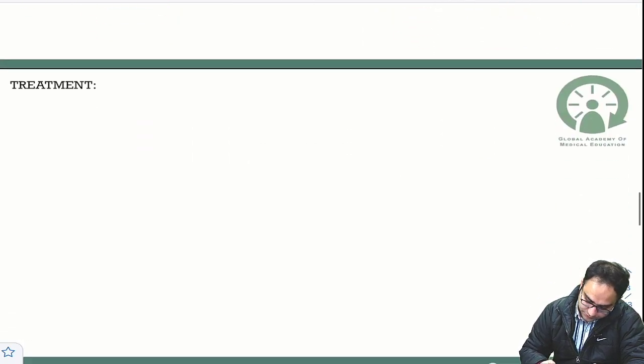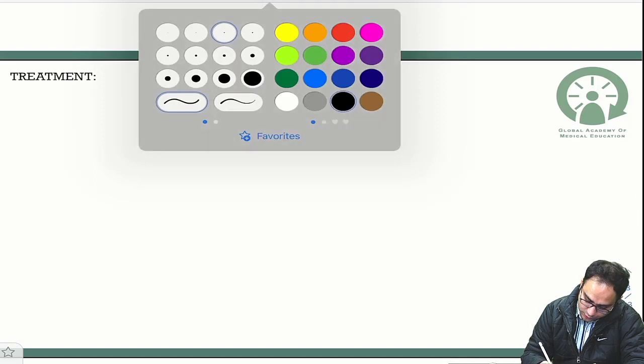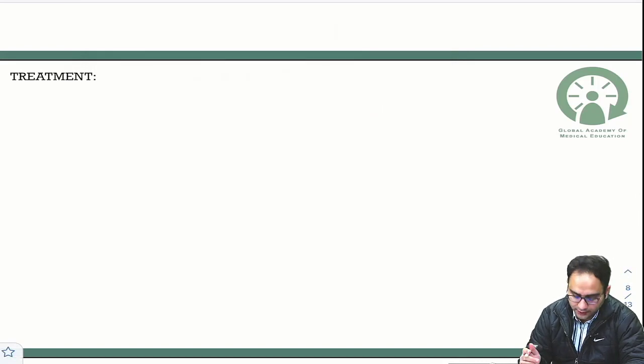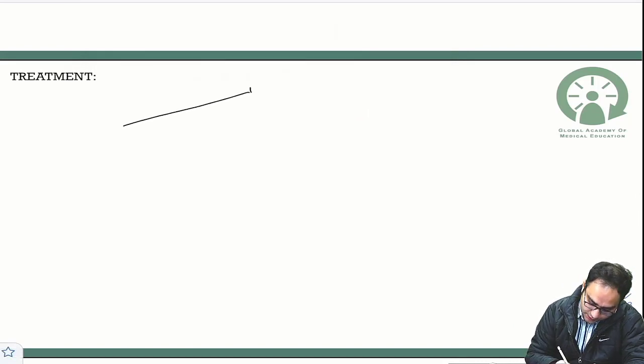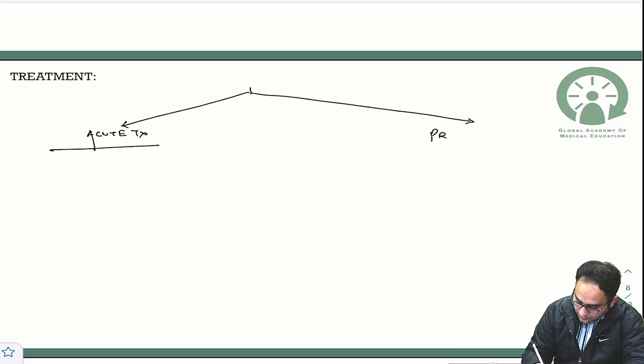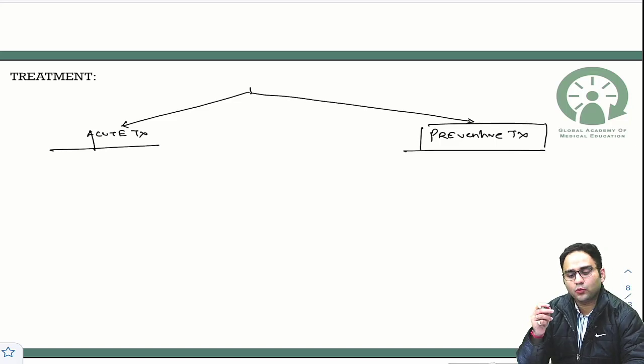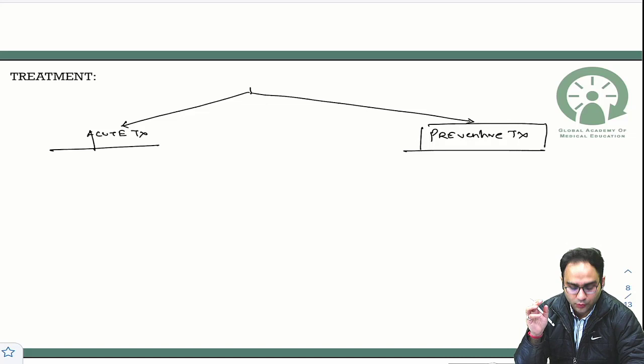Okay. Now, what will you do for treatment? Treatment we can divide into acute treatment and preventive treatment, right? So what will you do for the acute attack of gout?